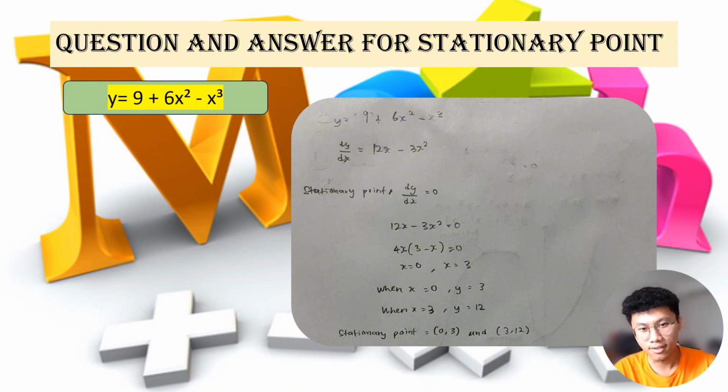x1 equals 0, x2 equals 3. When x is 0, y is 9. When x is 3, y is 36. Stationary points are (0, 9) and (3, 36).